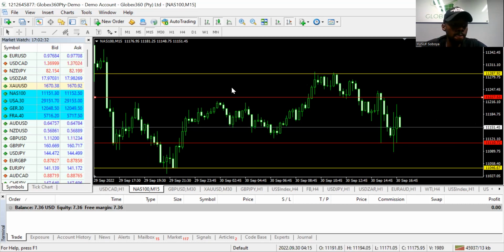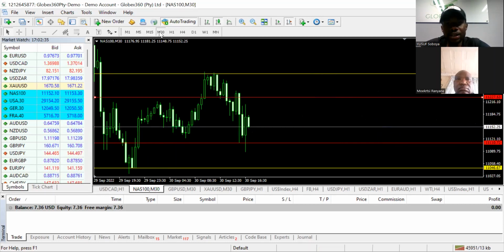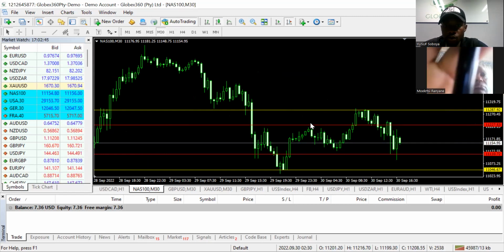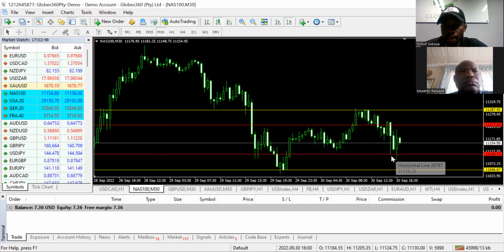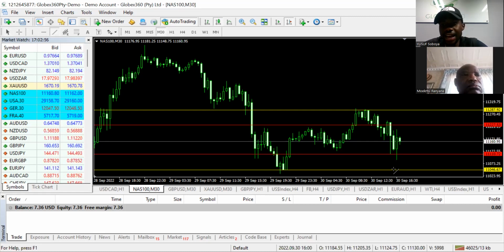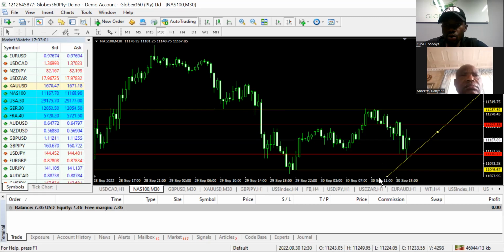So what I normally do, if I want to scalp, I'll go on a 30 minute chart. And then first of all, I highlight the highest point where it resisted before, and then the lowest part, right? Again, you can establish your trend line so that you always know where the market is going to touch, or where the market is going to be moving to.